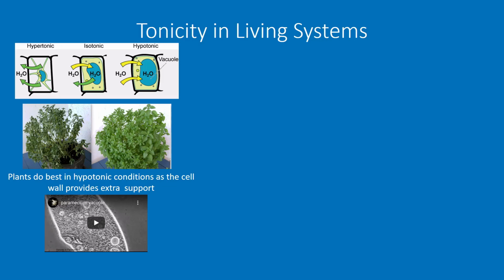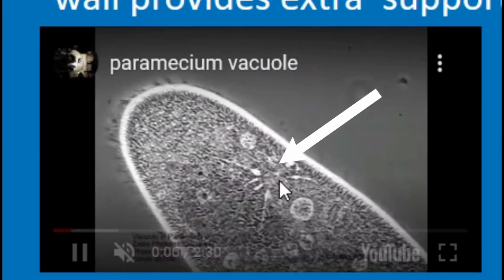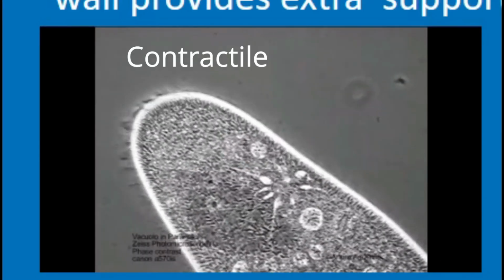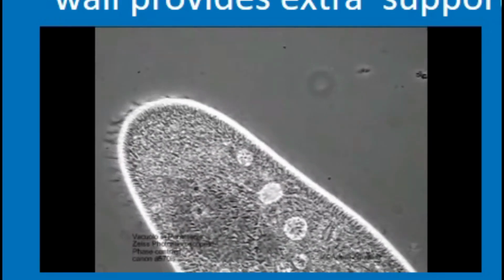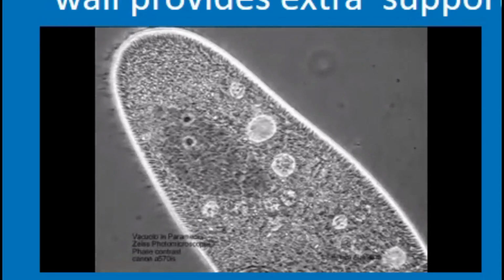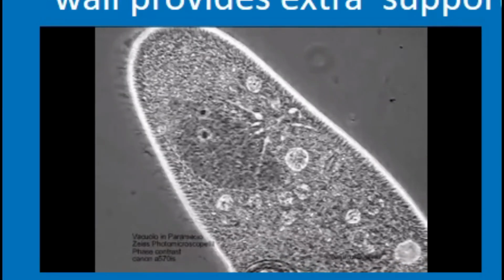Paramecium and similar freshwater pond microorganisms are challenged by living in hypotonic conditions. They must retain solutes and expel excess water. So if you pay attention here, there's a little thing called a contractile vacuole. What it does is it removes excess water, preventing the paramecium cell from bursting open. And this is very important if you live in freshwater environments because you're bombarded by hypotonic conditions.